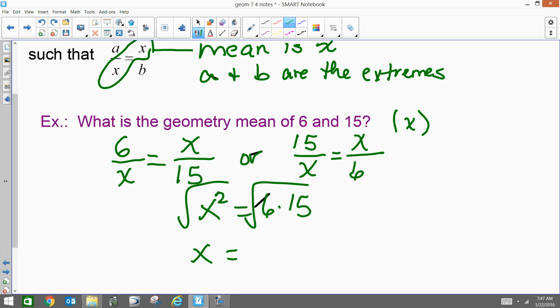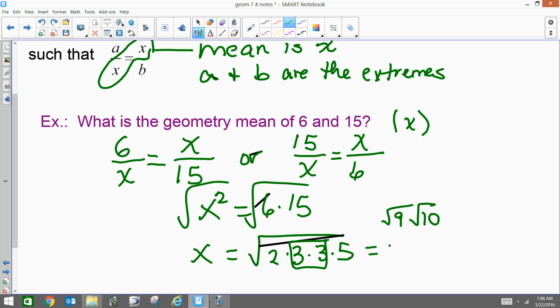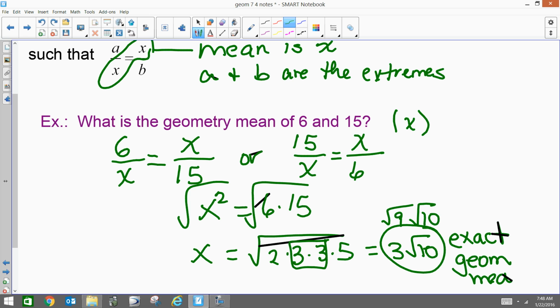So I'm going to factor here. 6 is 2 times 3. 15 is 3 times 5. So here's your 9. So that's a perfect square. And then the leftover is 10, which is not a perfect square and can't be. So that's 3 radical 10 is my exact geometric mean. Okay? If you wanted approximation, you need a calculator to put it in there. But by and large, we're looking for exact. Okay? So that's how you find the geometric mean.